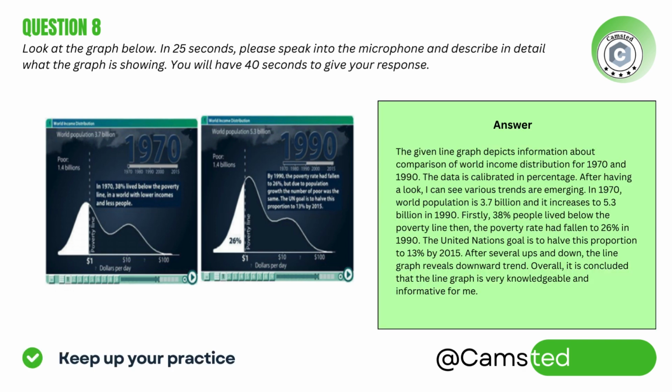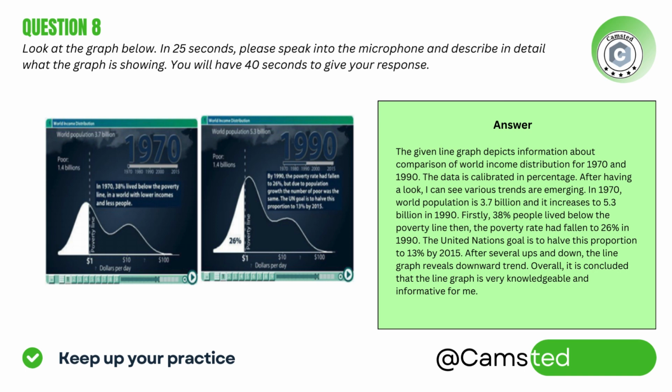The given line graph depicts information about the comparison of world income distribution for 1970 and 1990. The data is calibrated in percentage. After having a look, I can see various trends are emerging. In 1970, the world population is 3.7 billion and it increases to 5.3 billion in 1990.